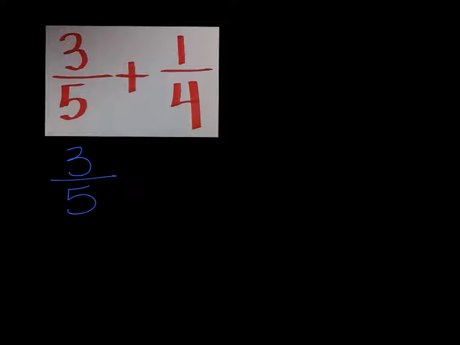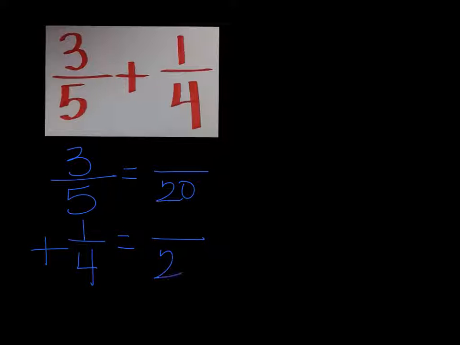I have a 5 and I have a 4. And I am going to write these problems vertically because it's easier to align and set them up as equivalent fractions. So when I set these up with equivalent fractions, I think of a multiple of both of those, which would be 20. So I'm going to set them up as fractions with denominators of 20. And then I'm going to ask myself, well, how do I set up this equivalent fraction?